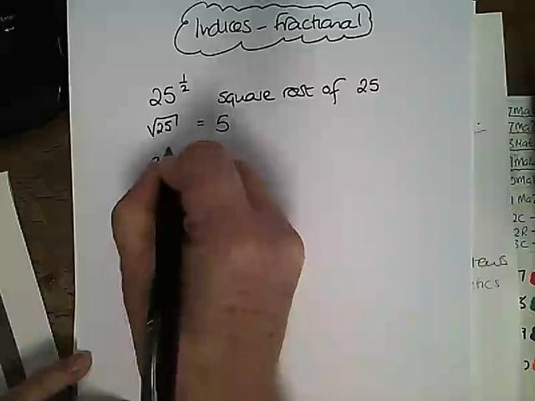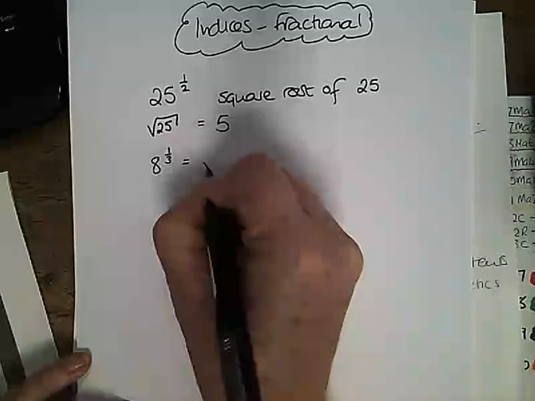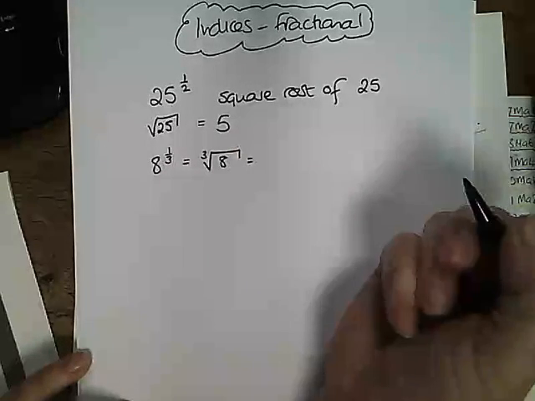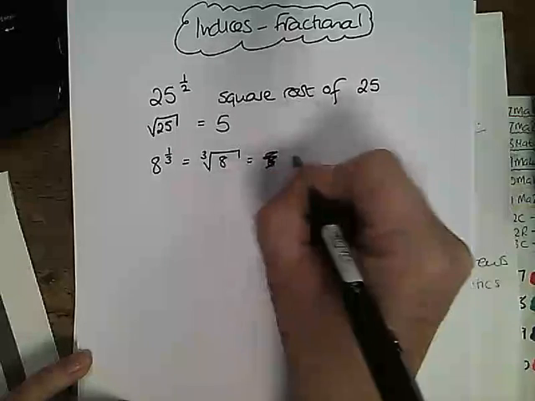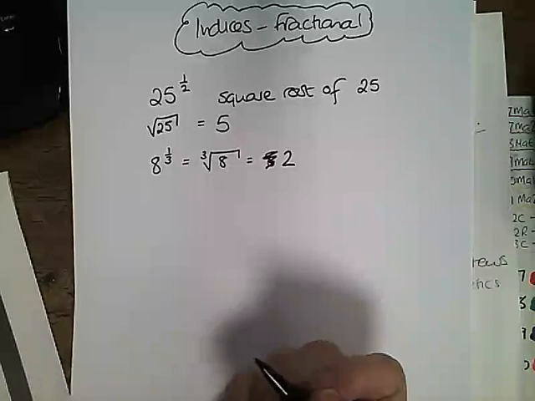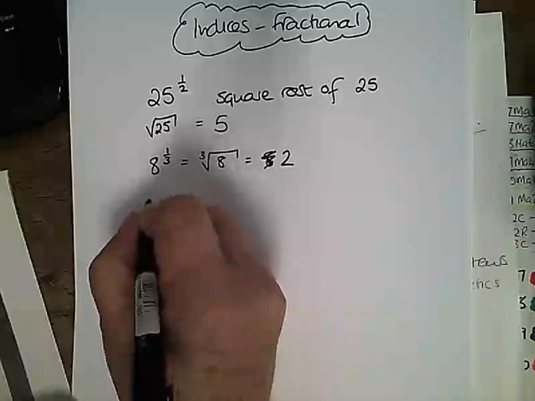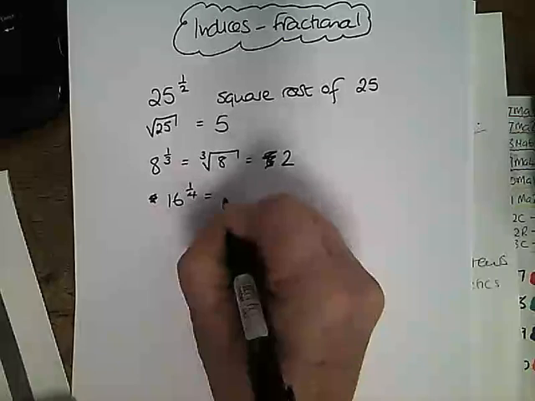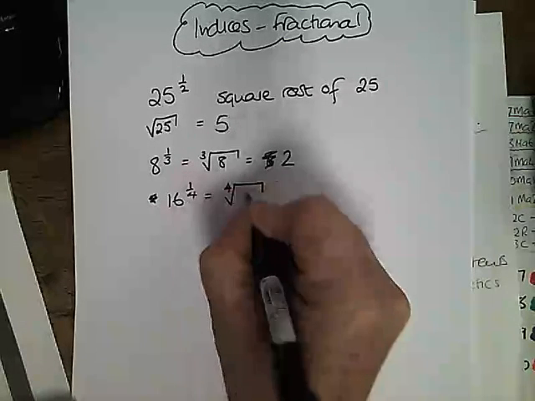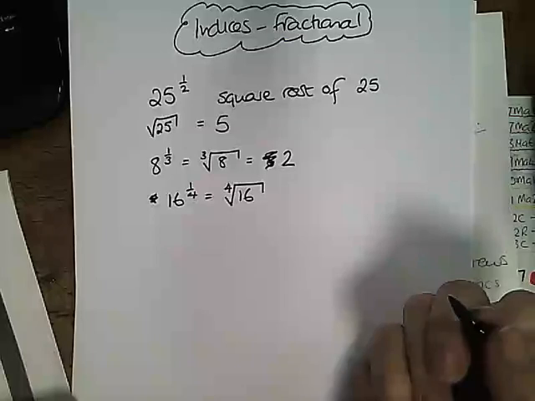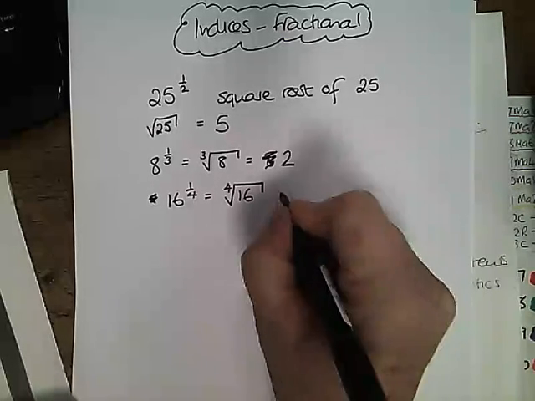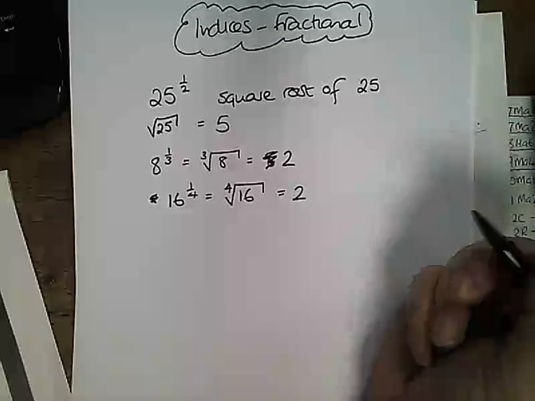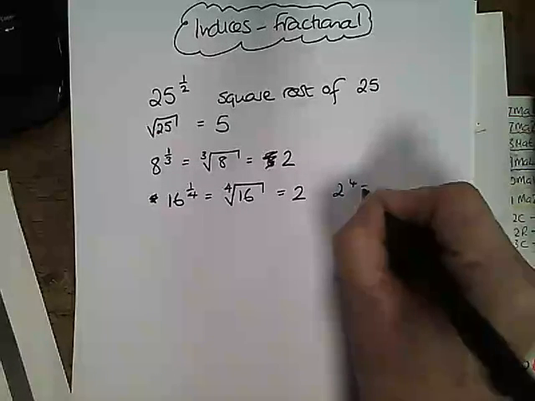If we had 8 to the power 1/3, that is telling us, can you find out what the cube root of 8 is? And the cube root of 8 is 2. And if you had 16 to the power a quarter, that is telling us to find out what the fourth root of 16 is. So what number, when you times it by itself 4 times, gives us 16, and that is also 2. I'm choosing those numbers because I can remember them off the top of my head. So 2 to the power 4 is 16.